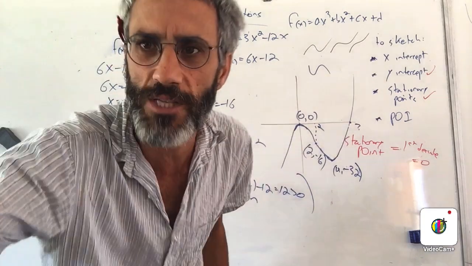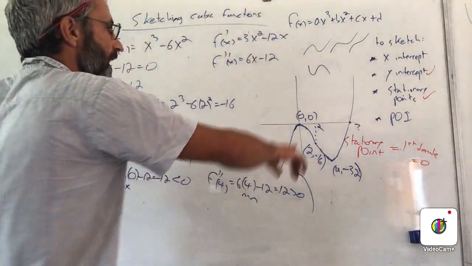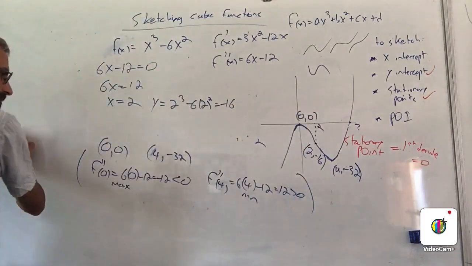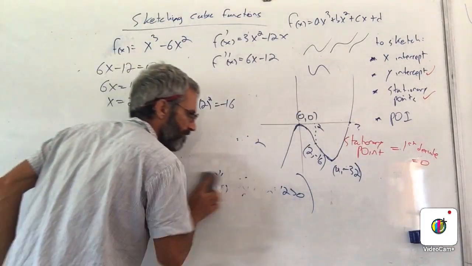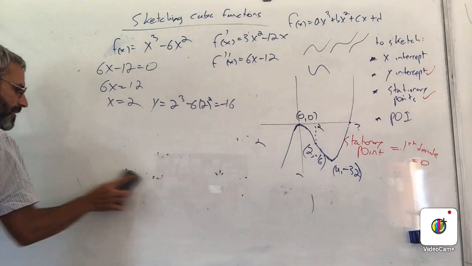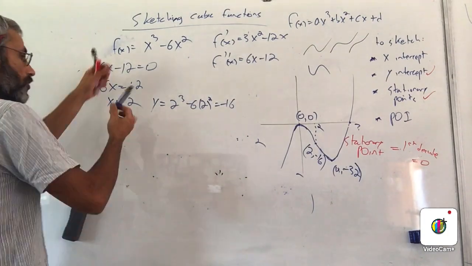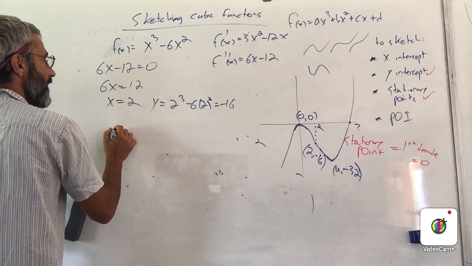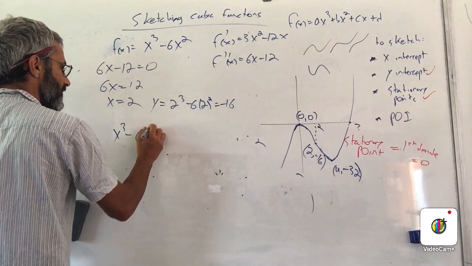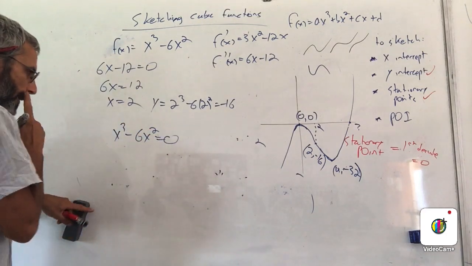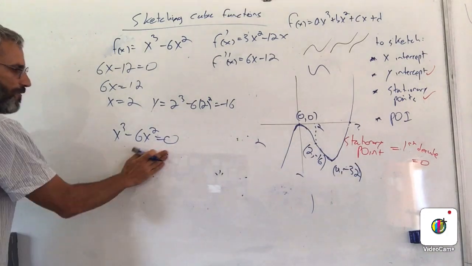Let me just pause here for a second. So how do we find the last x-intercept? I'm going to just get rid of this. Guys, are you listening? How do we find the x-intercept? Make y equal 0. Y equals 0 in the original function, right? So we're going to say x cubed minus 6x squared equals 0. Okay, how do we solve such a thing?